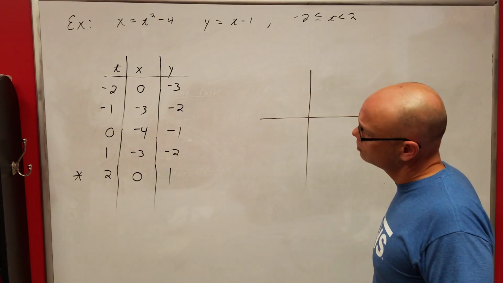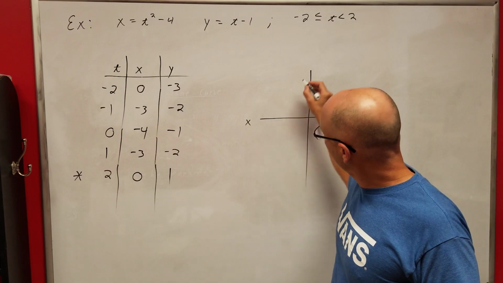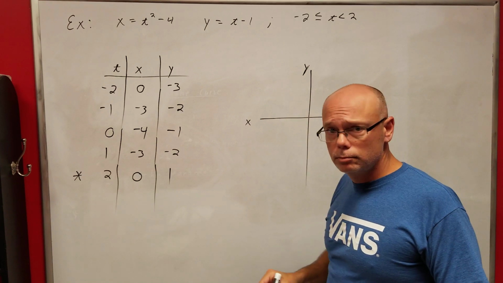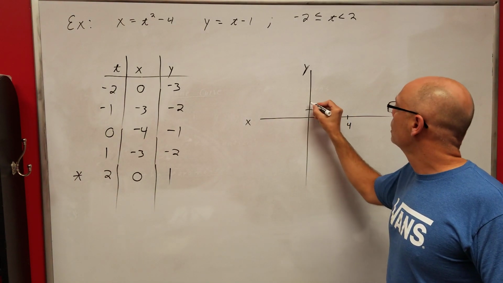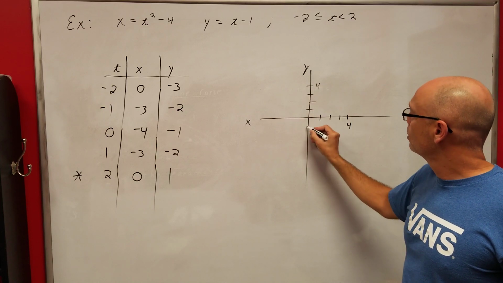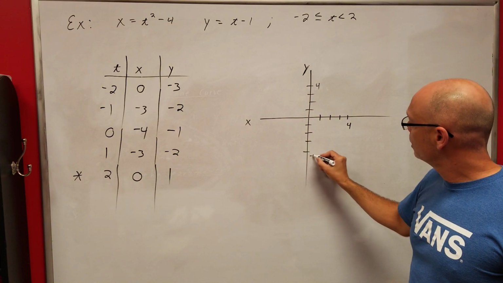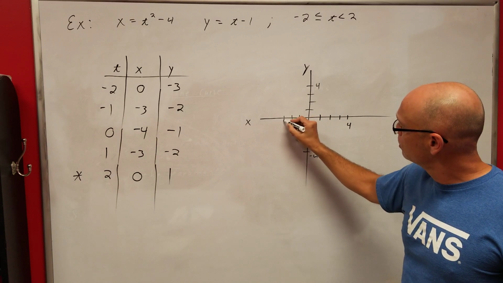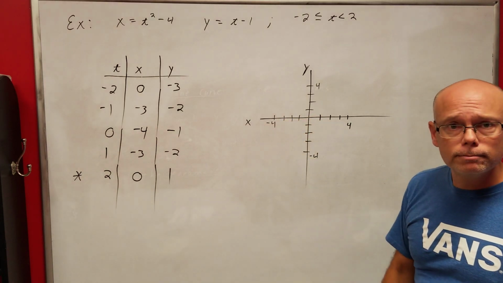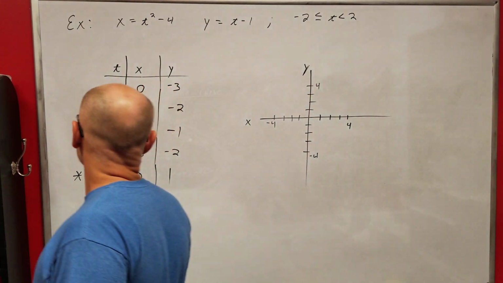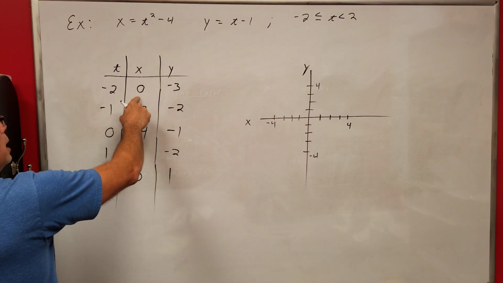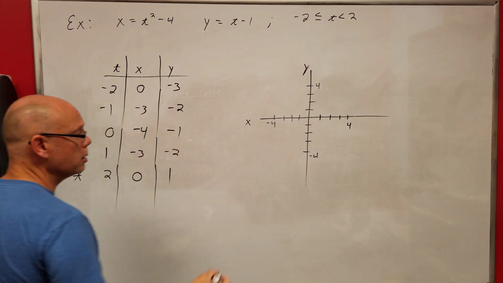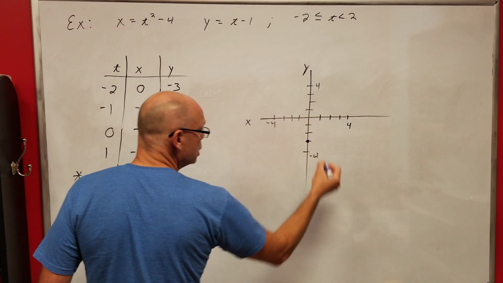Now let's draw this curve by plotting the x and the y values. Maybe I'll go 1, 2, 3, 4, call that 4, and again 1, 2, 3, 4, call that 4, then -1, 2, 3, 4, call that -4, and 1, 2, 3, 4, call that -4. Alright, so let's plot these points and draw this curve. Maybe I'll pick another color. So x, y is 0, -3. 0, -3 is right here.